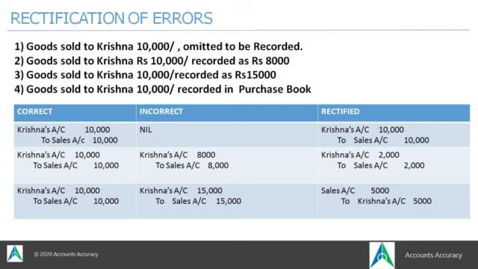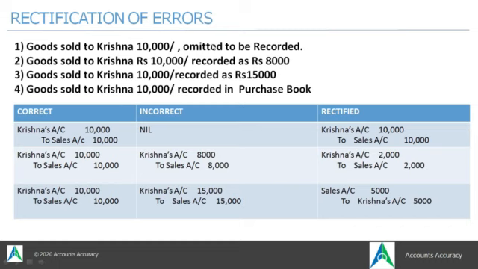Now come to the sum here. I am going to explain it better. Just see, there are 4 transactions. If you understand these 4 transactions, it will be very easy for you to get all correct answers and full marks in your exam. For this, the first entry is: goods sold to Krishna 10,000 omitted to be recorded.